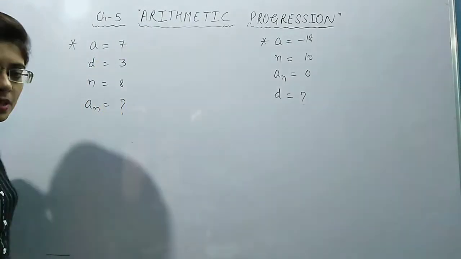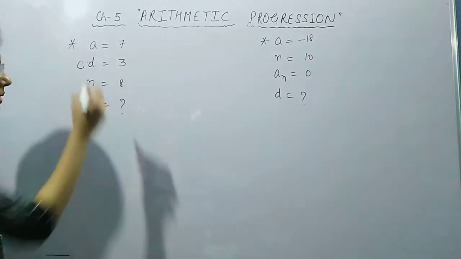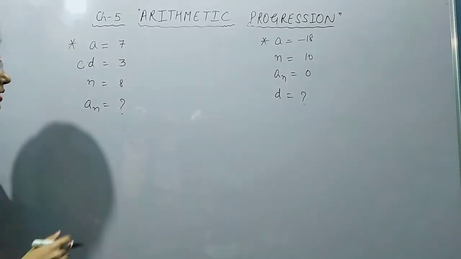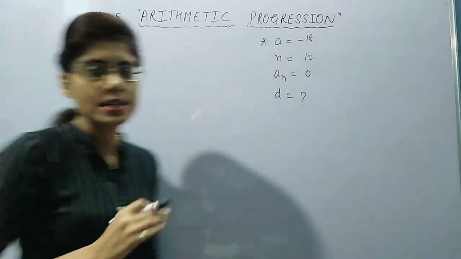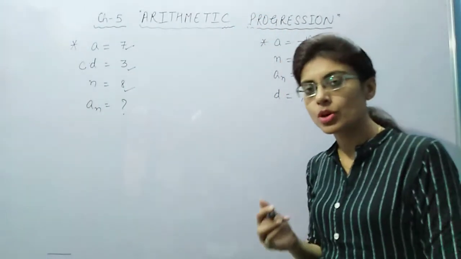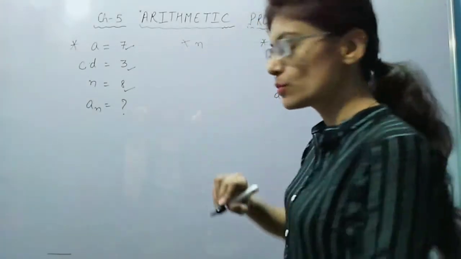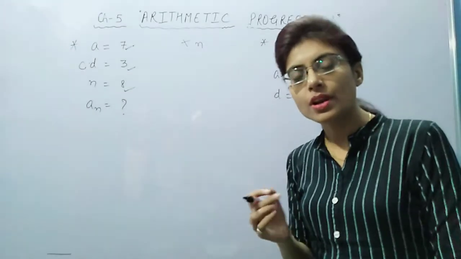Here a is given. a means first term. Common difference, sometimes it is also written like this, C.D. Common difference is given, first term is given, n is also given. n stands for number of terms and number of terms is always positive. Please remember, this is also a very important point. n stands for number of terms and this is always a natural number.